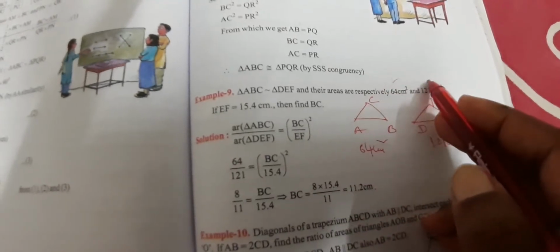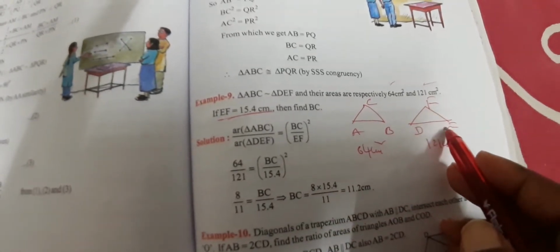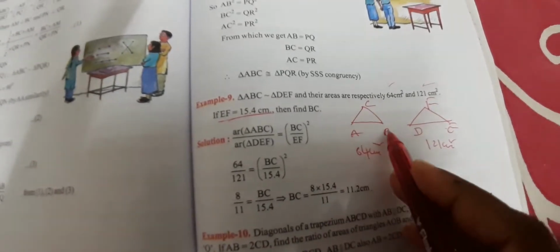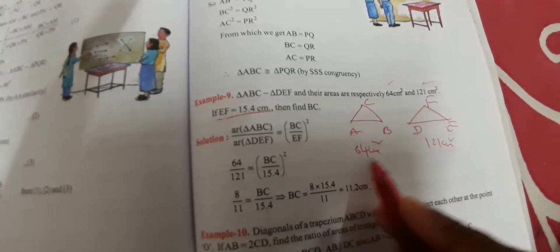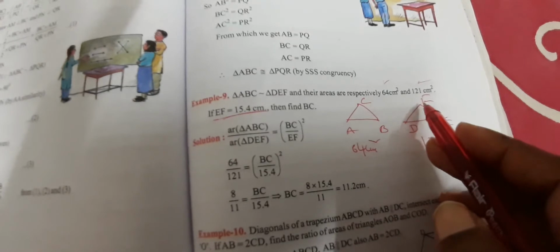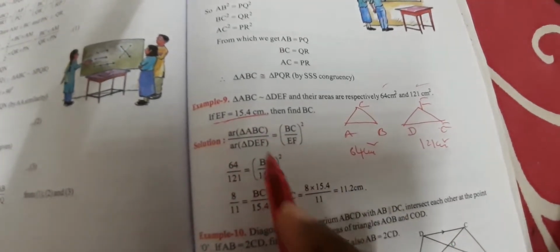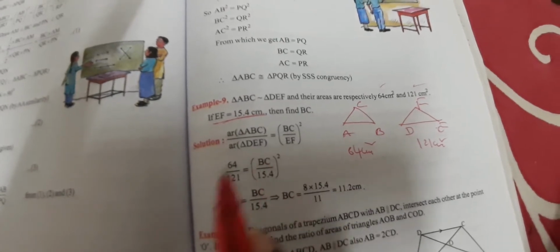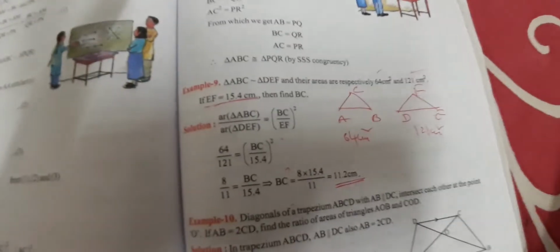So what is given here? Areas are given to us and EF value is given to us. So what is the side corresponding to EF? It is BC. So find BC. 64 by 121 is equal to EF square by BC square. What is EF square? 15.4 whole square by BC square. Then substitute in the ratio, simplify this, and you are going to get this as 8.